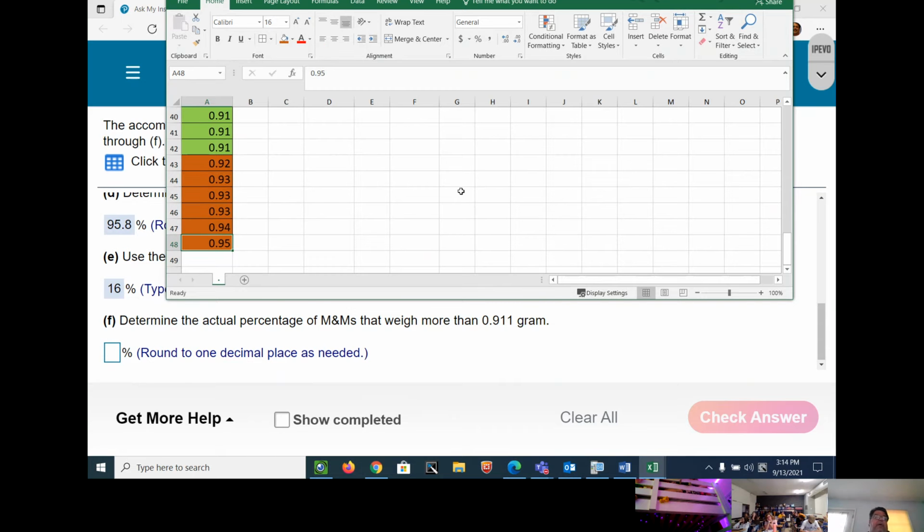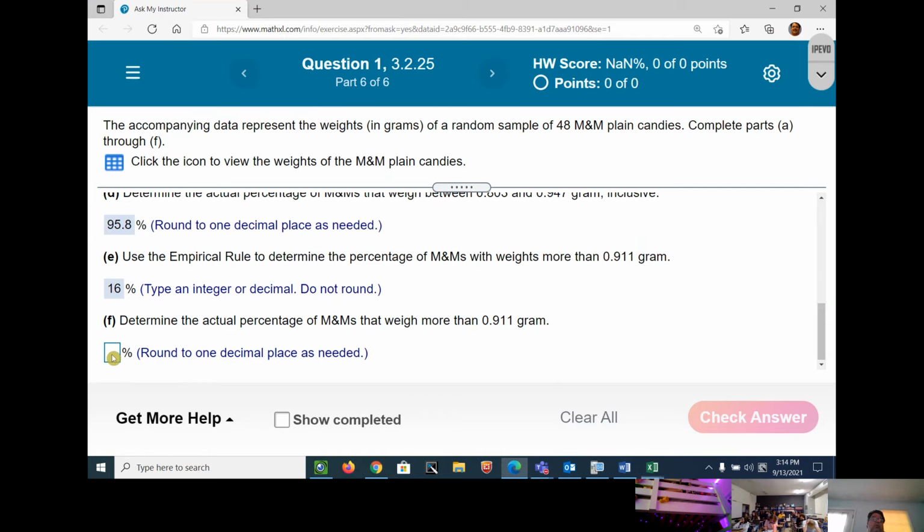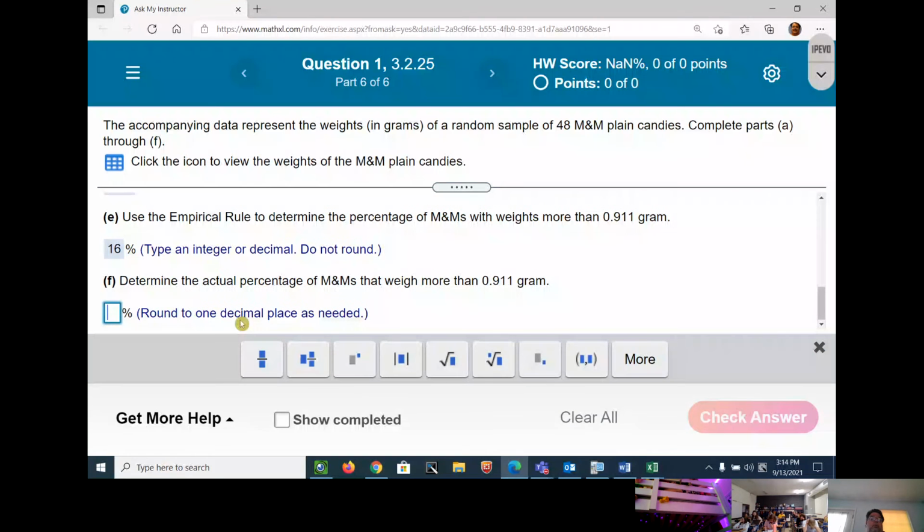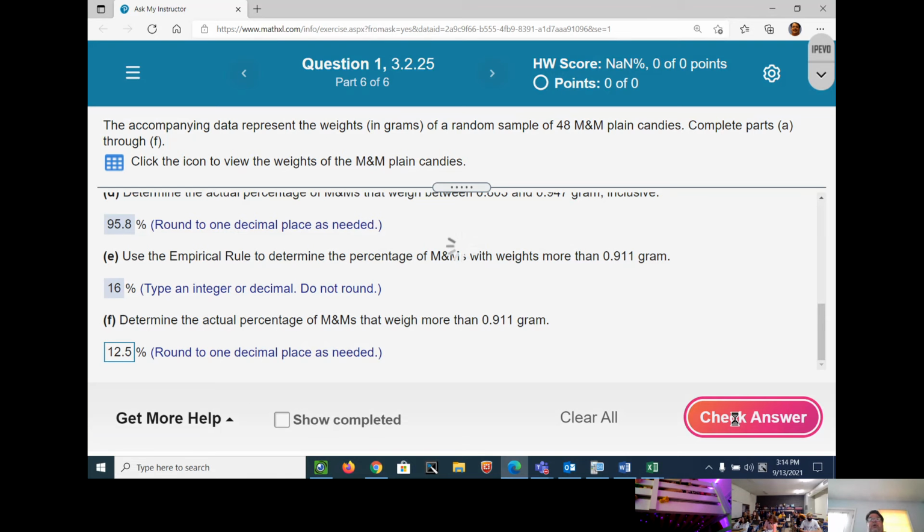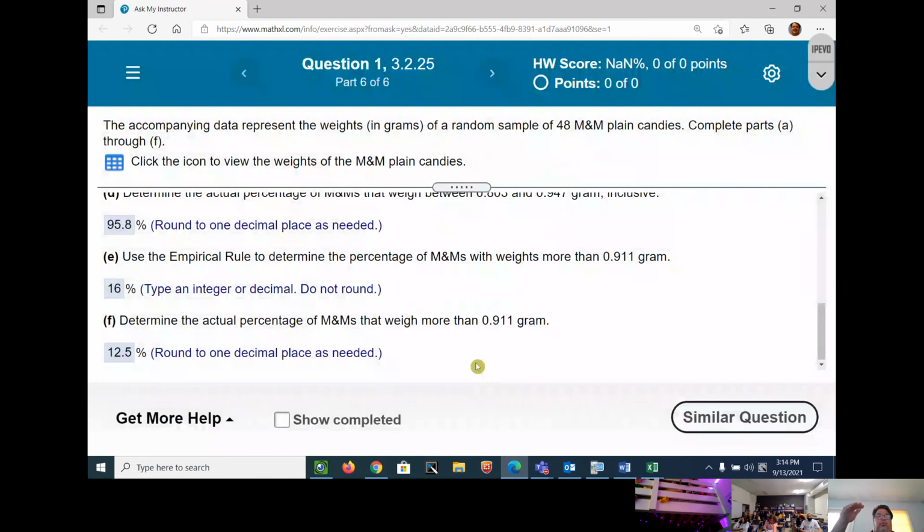Somebody take 6 and divide by 48, please. 12.5%. It's a multiple of 8. 6 divided by 48 is 12.5%, or 0.125. And that's how you do that question. So you got to check it with the empirical rule, then you got to count. Then you check with the empirical rule, then you have to count.